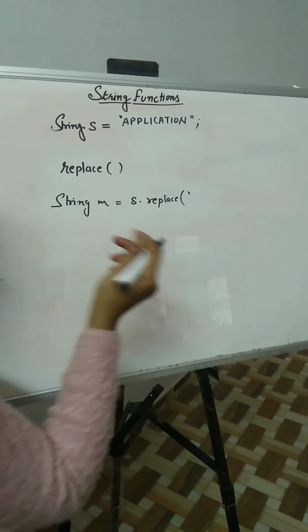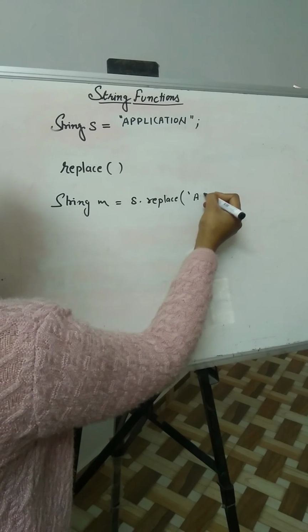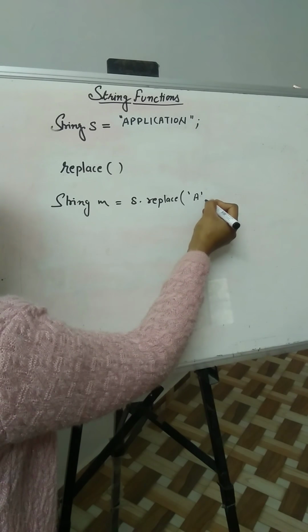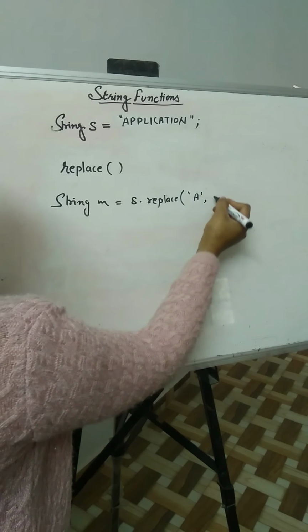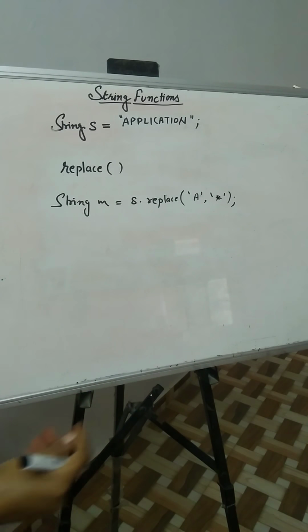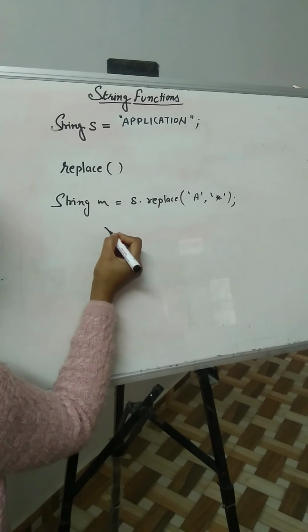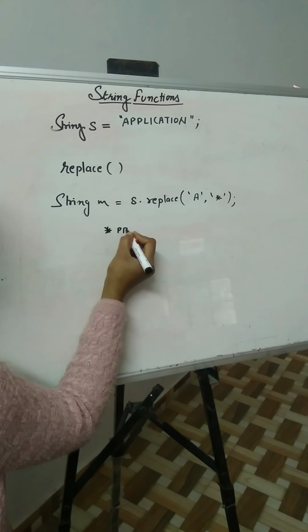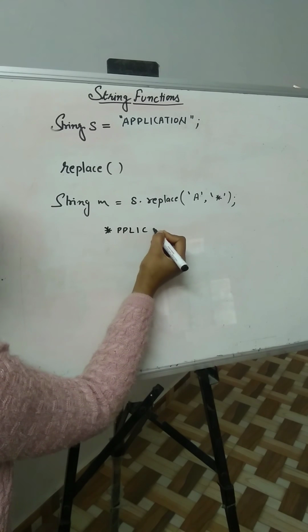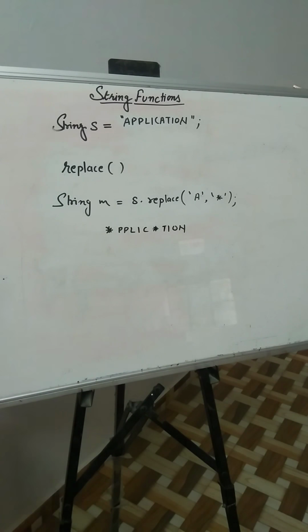So firstly you write which character you want to replace. Here we want to replace A. Then a comma, then the asterisk sign, like that. A character is within single quotes, right? So what will happen? What will be the result of M? The M result is asterisk PLIC, then asterisk TION. Clear? So in place of A, it will put the asterisk sign.